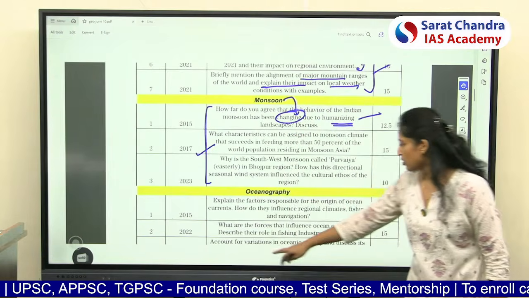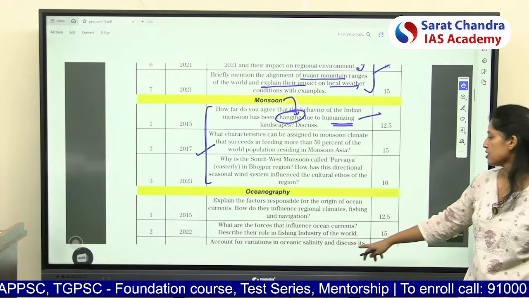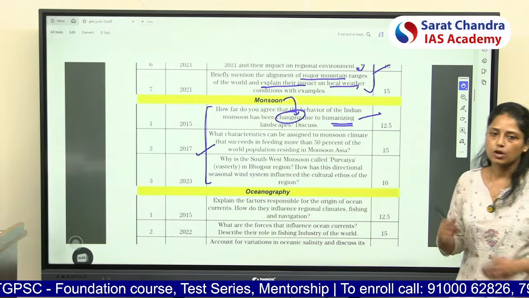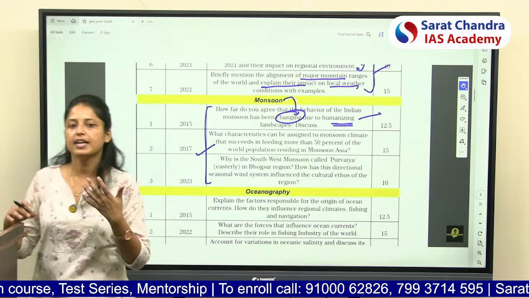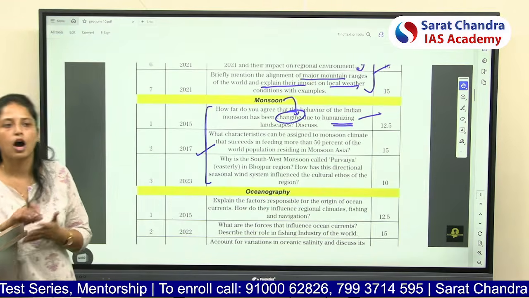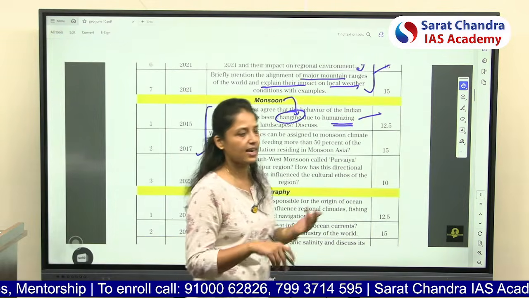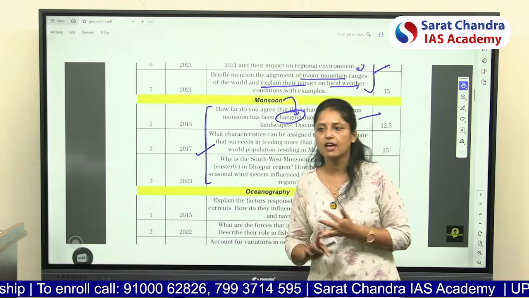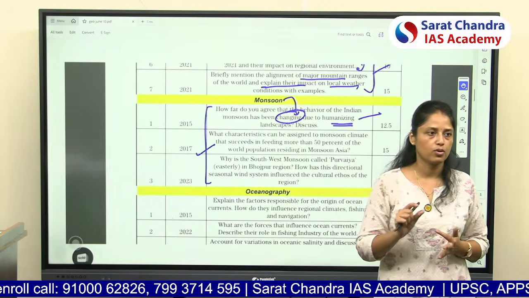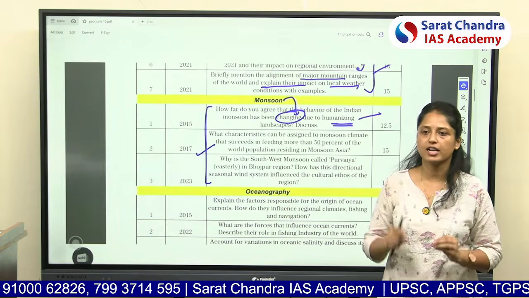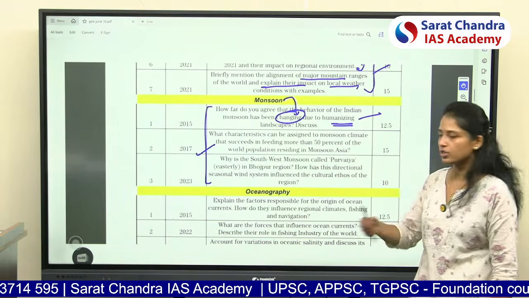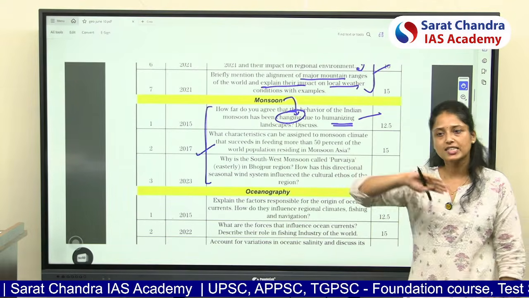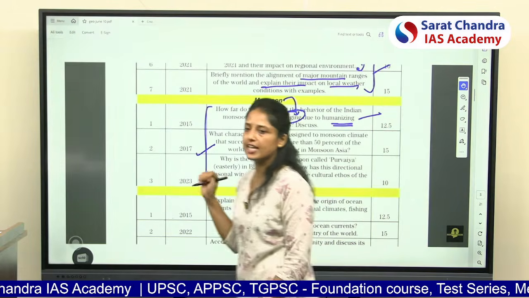See, one question was asked: account for the variations in oceanic salinity. Oceanic salinity is a characteristic of the ocean, right? Because when you read about ocean currents and how they generate, salinity and density have an important role to play. This you know, because this is the very basic of ocean currents, only then can ocean currents flow. So here the question is on that very basic: what is the variation of salinity in oceans?